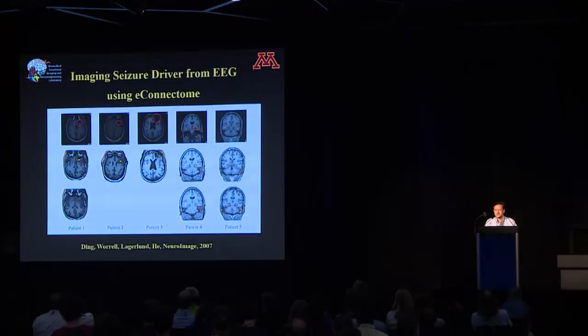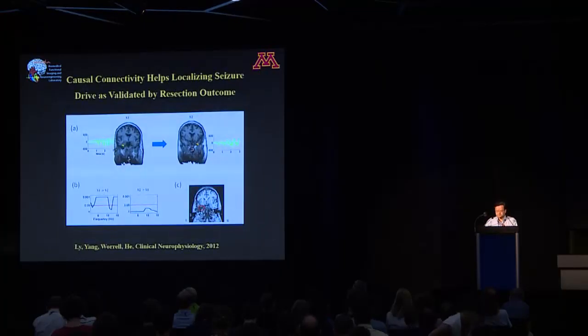In this work, we looked at 20 seizures in 5 epileptic patients, and the source-based Granger causality analysis was able to localize the seizure source in all 20 seizures, as defined by the clinical findings. In this particular case, that was based on MRI and SPECT.